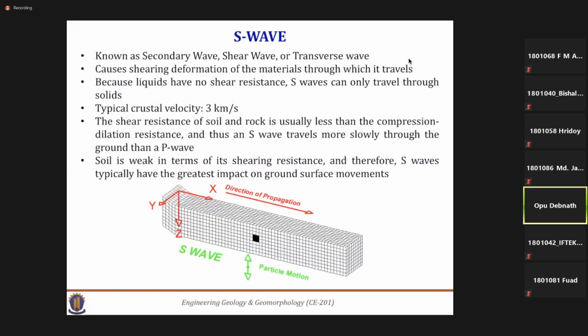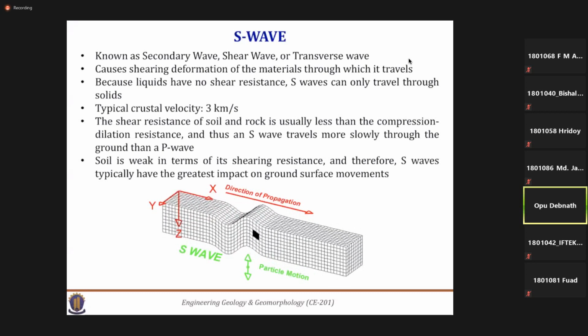This wave is important. Shear wave. This wave is recorded immediately after the primary wave. It's sometimes known as the transverse wave. Look at this animation, 3D animation. Here, the direction of propagation, this is like the wave shape.